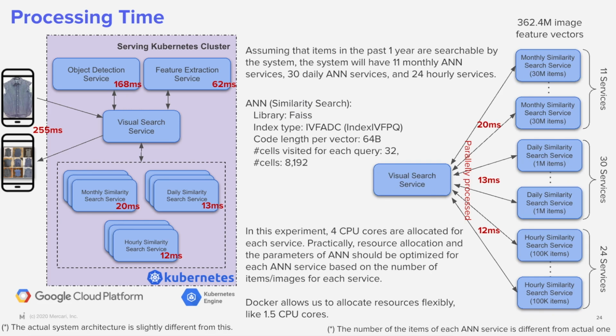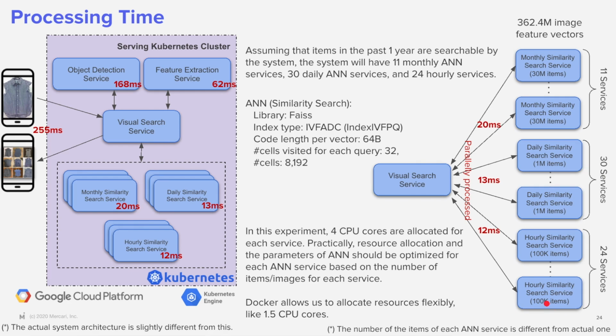Let me introduce details of similarity search. Exhaustive search is not practical for this purpose. We use IVF ADC through our similarity search library Faiss with these settings. In this experiment, we assumed covering 1 year items, and the monthly, daily, and hourly services have 30 million items, 1 million items, and 100,000 items, respectively.